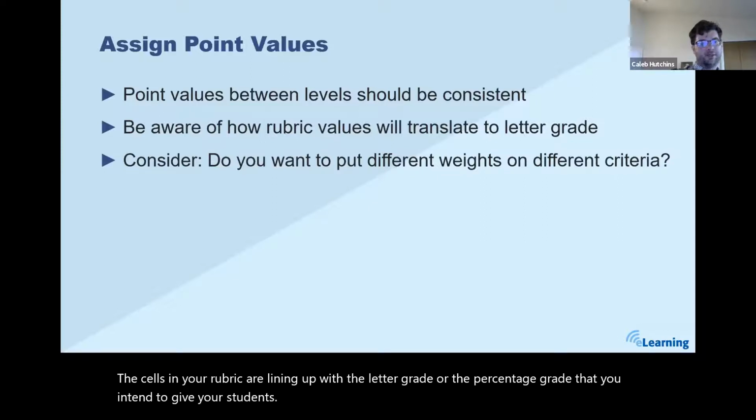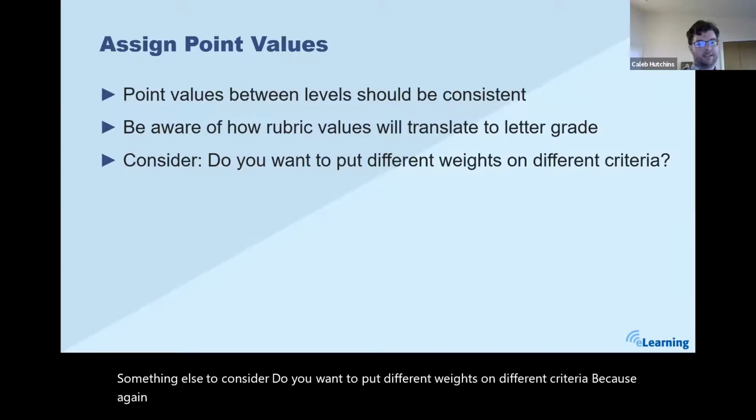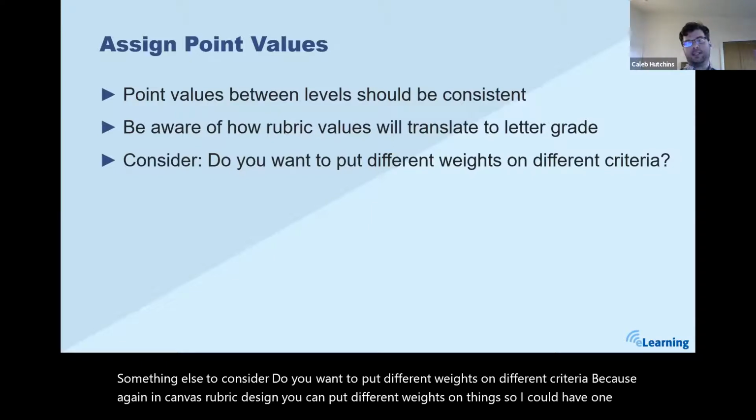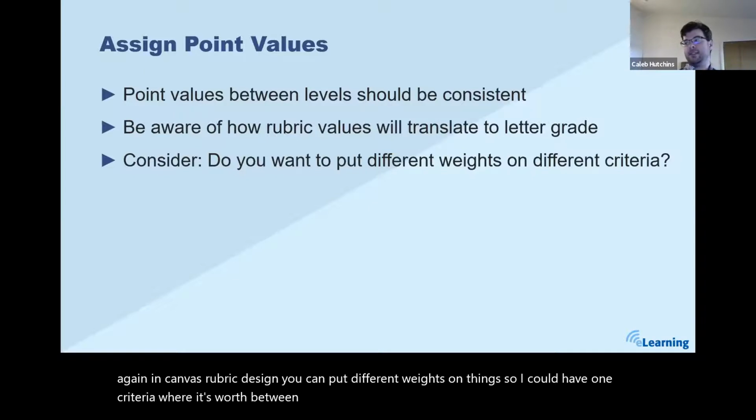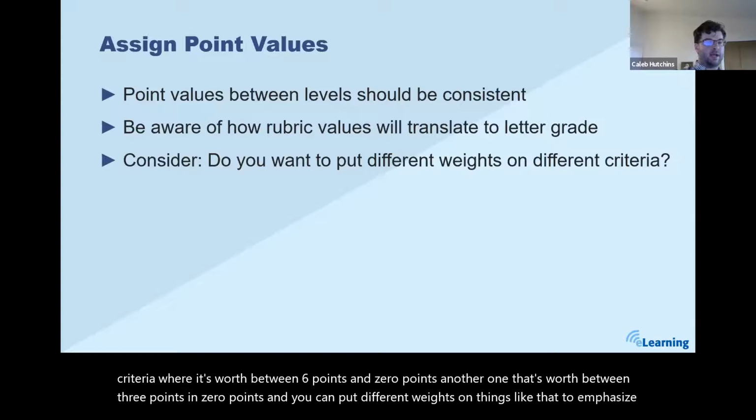Something else to consider: do you want to put different weights on different criteria? Because again, in Canvas rubric design, you can put different weights on things. So I could have one criteria where it's worth between 6 points and 0 points, another one that's worth between 3 points and 0 points. And you can put different weights on things like that to emphasize the importance of each criteria.